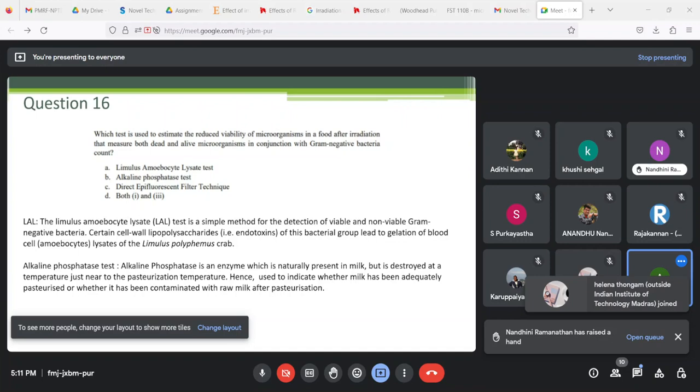Hope this is clear. And the third technique, the direct epifluorescent filter technique, was originally developed for milk samples. So your food samples are passed through a membrane, for example a polycarbonate membrane, and all your microorganisms or gram-negative bacteria will be stuck onto the membrane. So when you stain this membrane with a stain known as acridine orange and examine it under the fluorescent microscope, all your bacteria will take up the stain, whereas other things will not take up the stain.